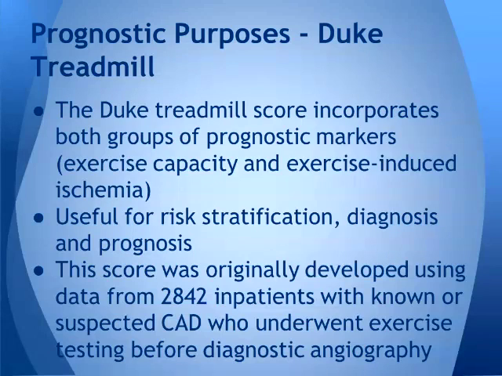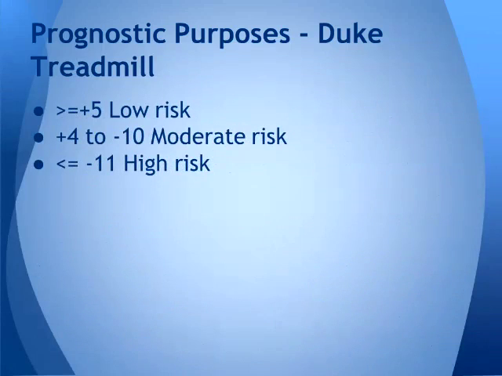It's useful for risk stratification, diagnosis, and prognosis. The score was originally developed using data from 2,842 inpatients with known or suspected CAD who underwent exercise testing before diagnostic angiography. If your Duke treadmill score is 5 or greater, you're considered low risk. If it's 4 to negative 10, they're moderate risk, and if it's less than negative 11, they're high risk.